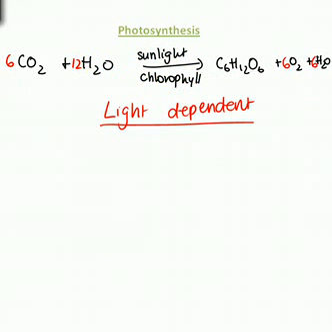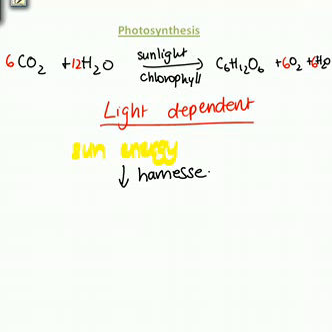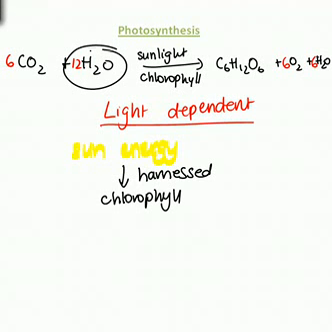So we're looking at the light dependent stage again. This occurs in the thylakoid membrane. So the first thing that we have is sun energy, and that is harnessed by the chlorophyll, which is in that thylakoid membrane. And remember we talked about the fact that we needed water.